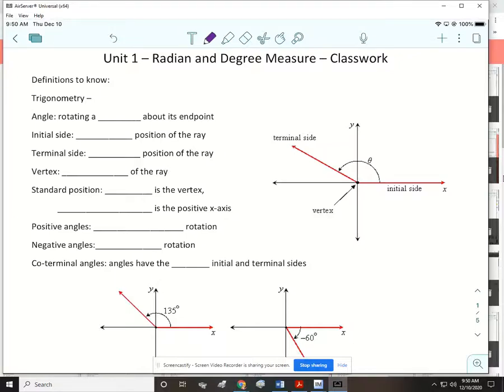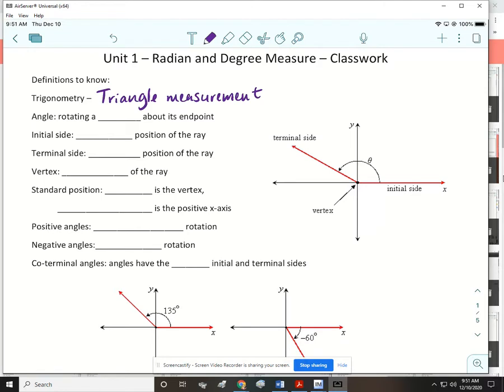All right, so this is the first trig unit that we're going to do, and this is kind of an introductory unit where we focus mostly on angles. But for trigonometry, trigonometry is triangle measurement. Okay, but like I said, this unit focuses mostly on angles.